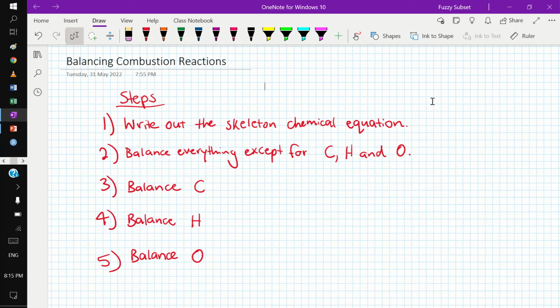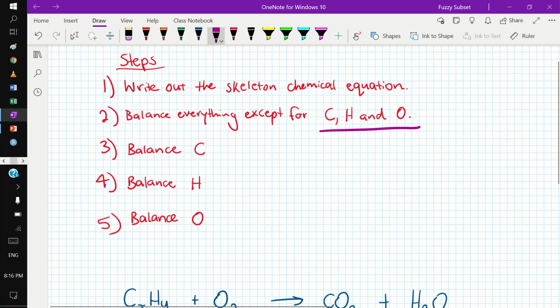Now, I've written them out as separate steps, but you could also just think about balancing these in alphabetical order. Okay, so carbons, then hydrogens, then oxygens, and this sequence of steps works for pretty much every type of hydrocarbon combustion reaction. You just got to make sure that you get your maths right. Okay, so we'll have a look at some examples in a sec.